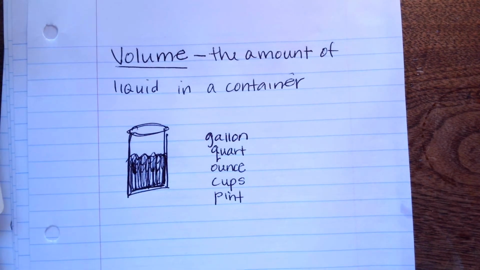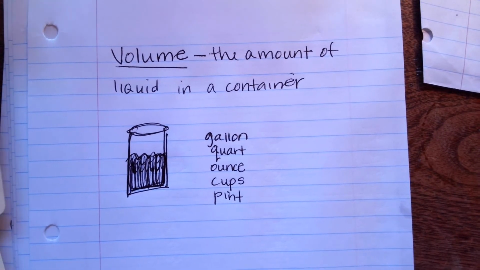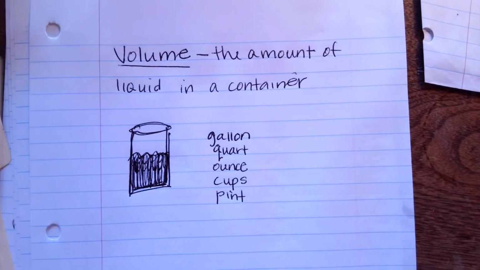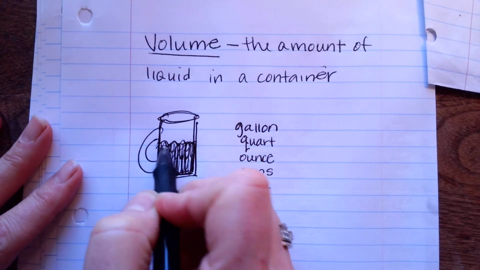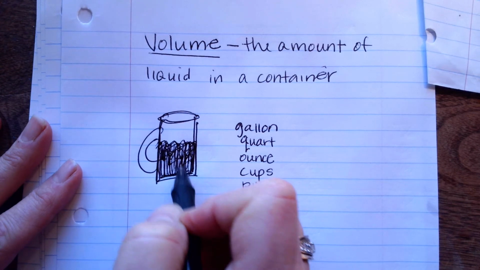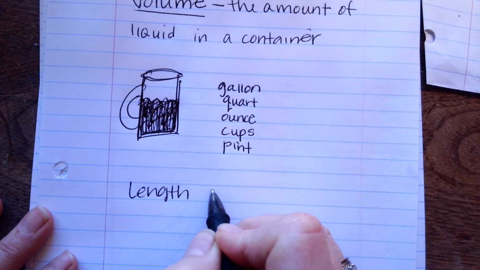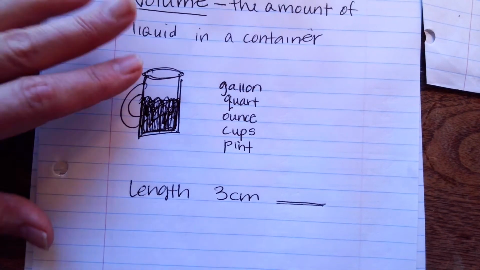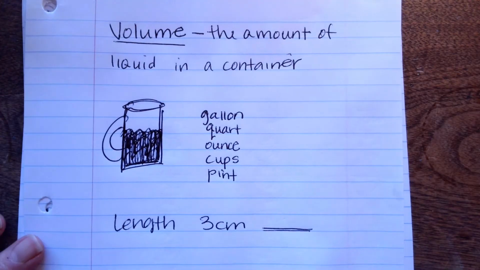Awesome. Okay, so what volume means is the amount of liquid in a container. If you're doing a recipe, like suppose you and mom are baking cookies, you're going to have to measure liquid. So that's what volume measures. Right now you're doing length, like something is 3 centimeters, like a ruler, right? This is liquid.